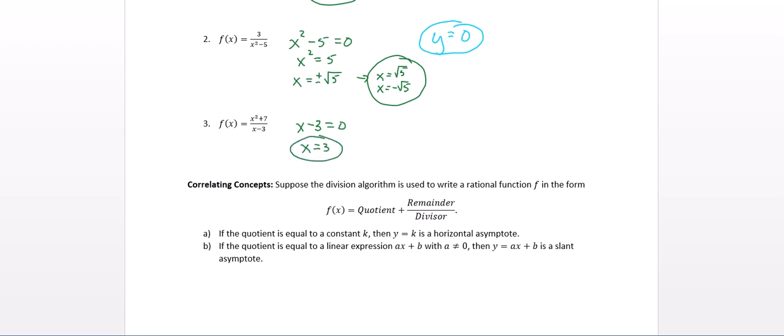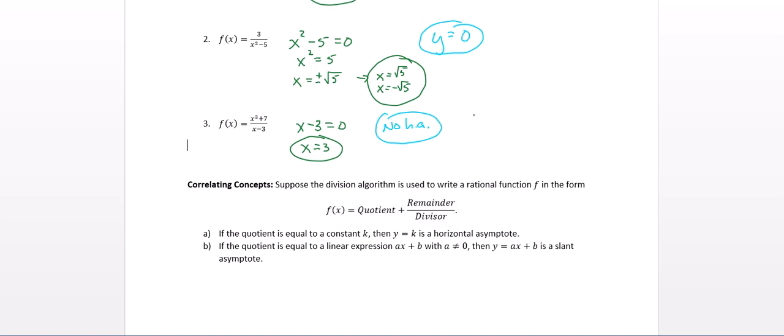X equals 3. For our horizontal asymptote, notice the degree of the denominator is less than the degree of the numerator. No horizontal asymptote. That would be our answer. There isn't one. But check this out. Suppose we actually divide these, and we write our answer as quotient plus remainder over divisor. If the quotient is equal to k, then we'll have a horizontal asymptote. If the quotient is equal to a linear expression, then we have a slant asymptote. So let's take a look at that.